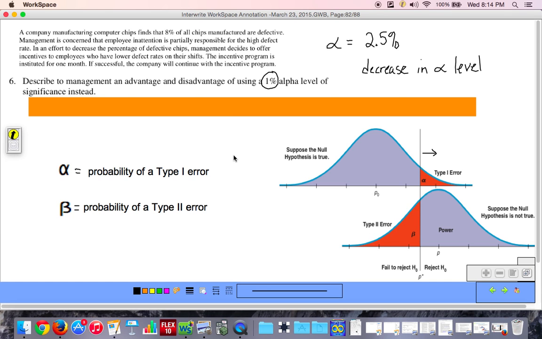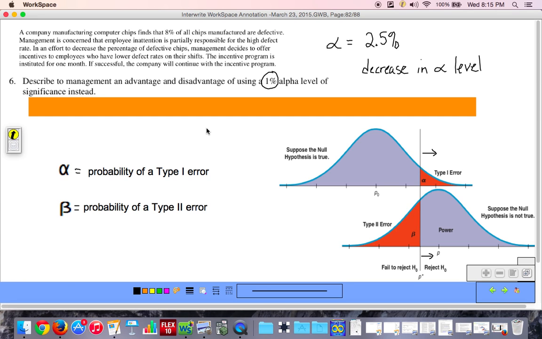So describe to management an advantage and a disadvantage of using a 1% alpha level of significance instead. So one more time, if I decrease my alpha level, I'm decreasing the probability of a type 1 error occurring. I'm increasing, because as this line moves to the right, this area is going to increase, right? So I'd be increasing the probability of a type 2 error occurring, and I'd be decreasing the power of the test.